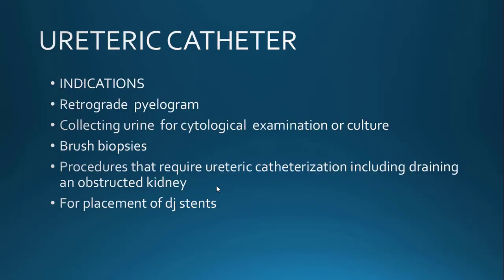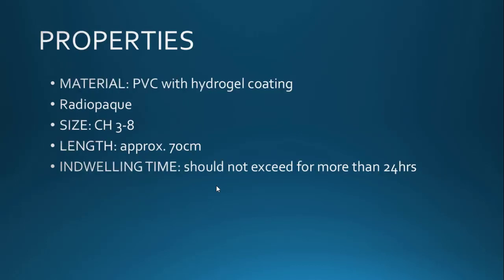Ureteric catheter. Basically, their indications are that they are used in retrograde pyelogram, for collecting urine for cytological examination or culture, brush biopsies, procedures that require ureteric catheterization, including draining an obstructed kidney, and for the placement of DJ stents. Their properties are they are made up of a material like PVC with hydrogel coating.